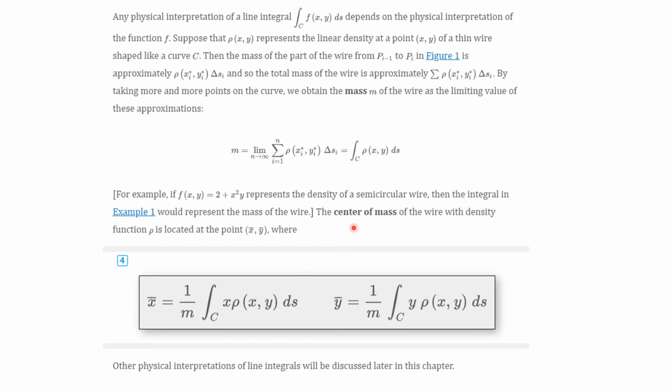And we can similarly, as we did before, find the center of mass of the wire with density rho this way. x bar is 1 over m times the integral over C. It's a line integral. This is x times rho of x,y ds. And y bar is equal to 1 over m times the integral over C of y rho of x,y ds. And there are other interpretations that we will discuss later.